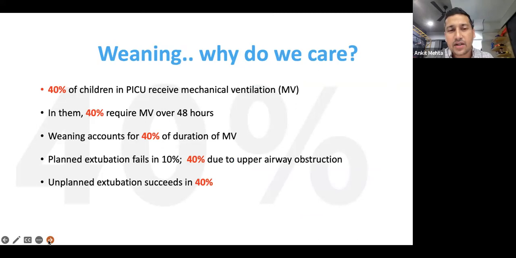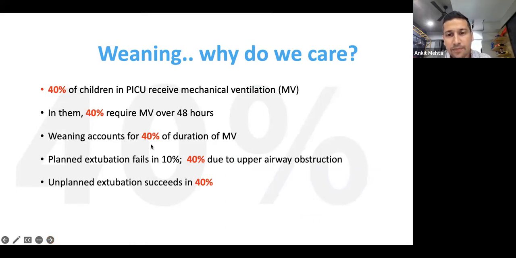So 40% of the children obviously require mechanical ventilation in our ICUs, and 40% of them require mechanical ventilation over 48 hours. And weaning accounts for around 40% of the duration of mechanical ventilation, which is a very big number. And if you don't take care of this number, this 40% of the duration may also increase.